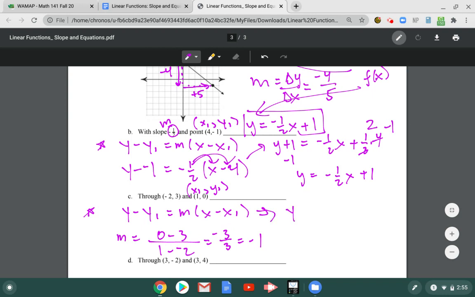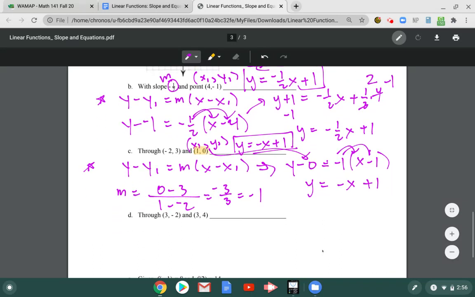Okay, so continuing, y minus, I can pick either point. It really doesn't matter. I want to pick the easier point, which is going to be 1, 0. It really doesn't matter which one you pick. So I'm going to do y minus 0 is equal to m. I just found that. That's negative 1, times x minus 1. Distributing just a little bit, y is equal to, distribute that negative 1, negative x. Negative 1 times negative 1 is plus 1. So that gives me y equals negative x plus 1.